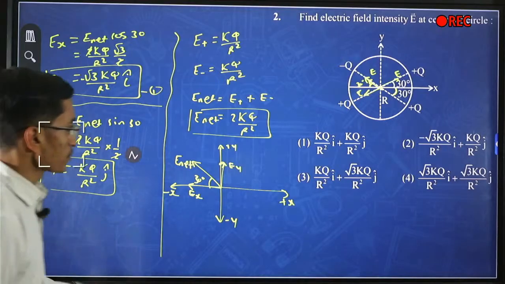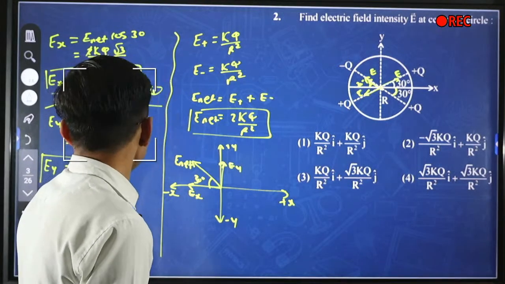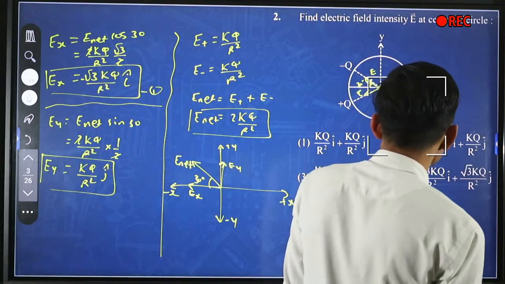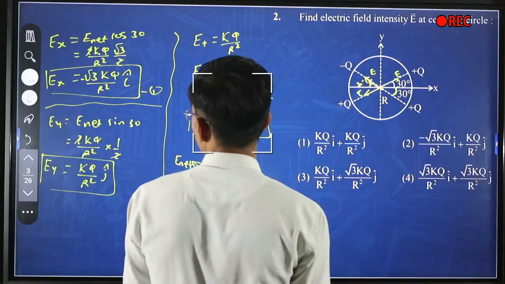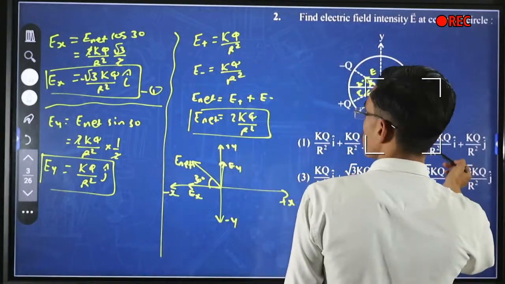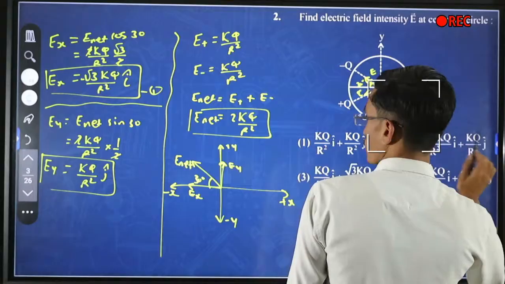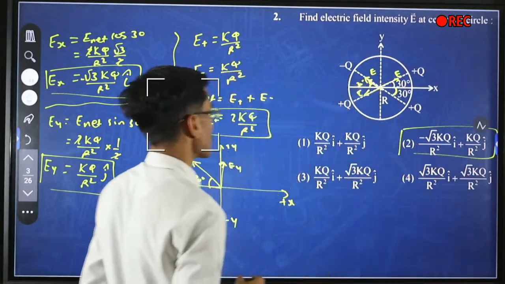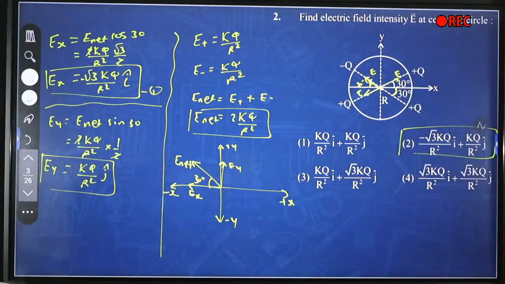Check the options. Ex is negative and Ey is positive. In all the options, the electric field in the x direction is negative: minus root 3 kq by r square i cap plus kq by r square j cap. Okay, so our answer will be the second option. The easiest question from electrostatics. Some vectors are involved in this.